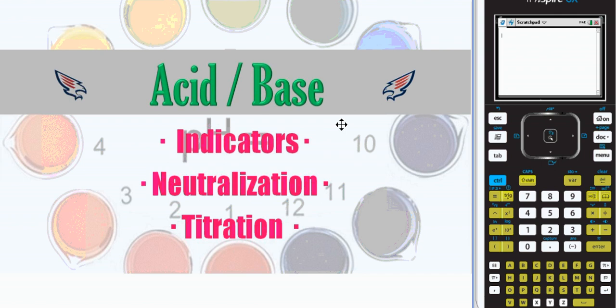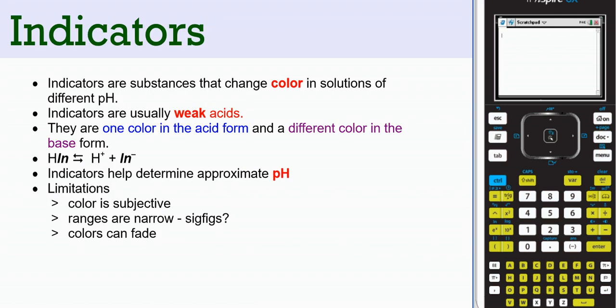Welcome to Acids video number 3. We're going to talk about indicators, neutralization, and titration. And here we go. What are indicators? Indicators are chemicals that change color in different pHs.